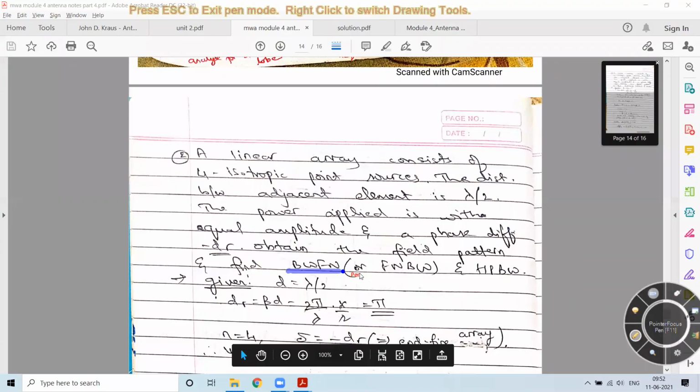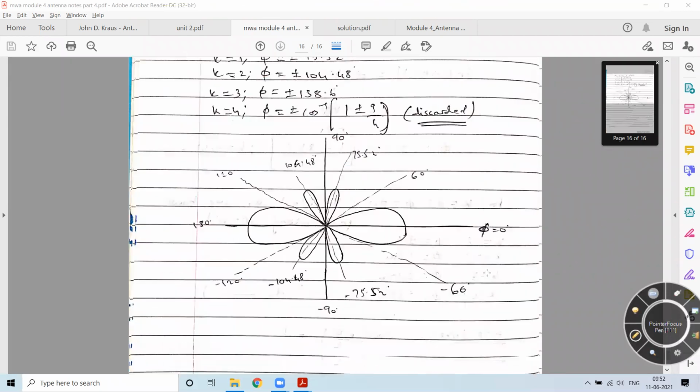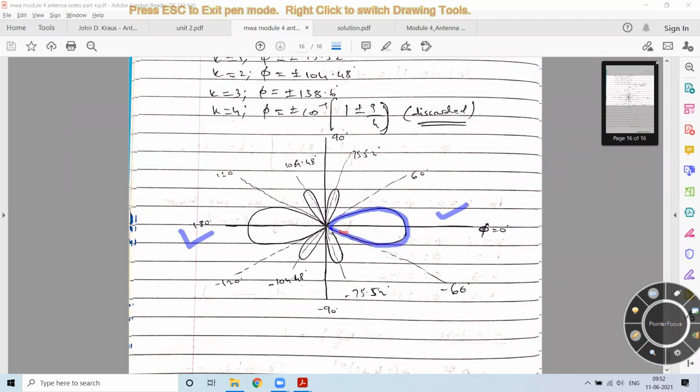We need to identify the beam width between first null and the half power beam width. Now, whenever we are estimating the beam width between first null or half power beam width, it is always associated with the main lobe or the major lobe. Now here, since two lobes are there, no need to worry. You consider one of the main lobes. In this main lobe, you can see where the first null is occurring. If I move from phi equal to 0 degrees, it is the beam width between first null. Where is the first null occurring with respect to the main lobe?